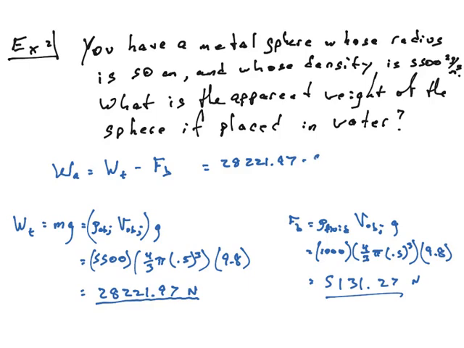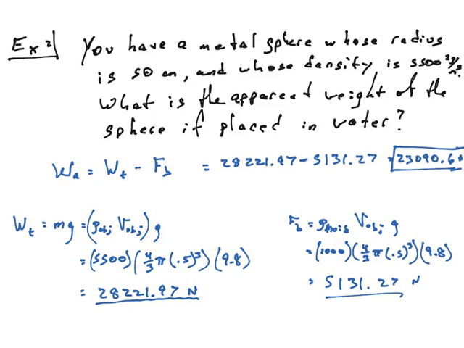28221.97 minus 5131.27. And what do I get? 23090.6 newtons. So there we go. It weighs less than it actually weighs. As it's in the water, it should feel lighter. Indeed, it does.